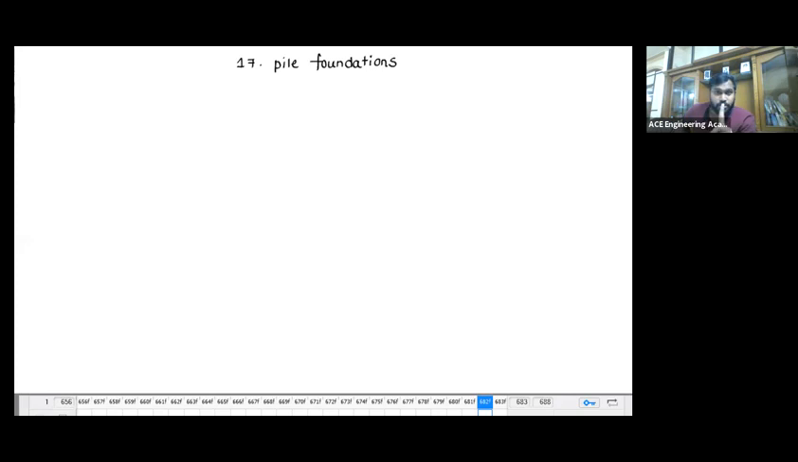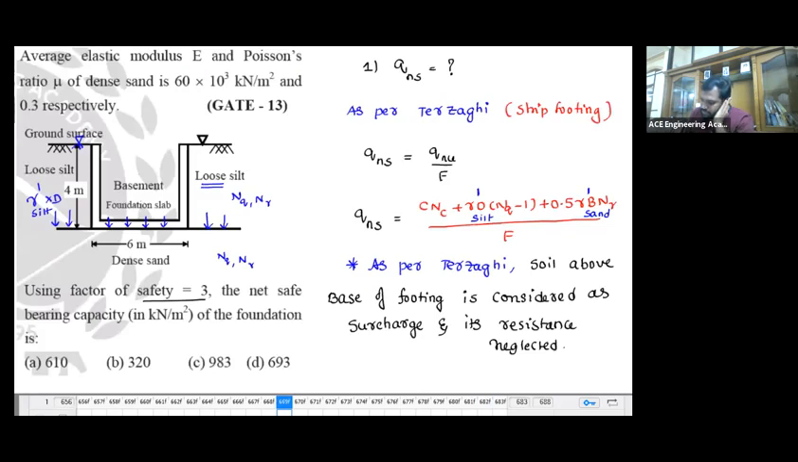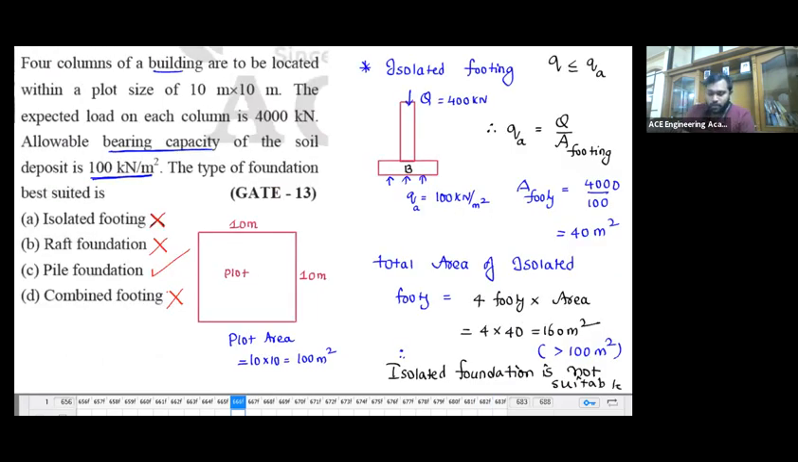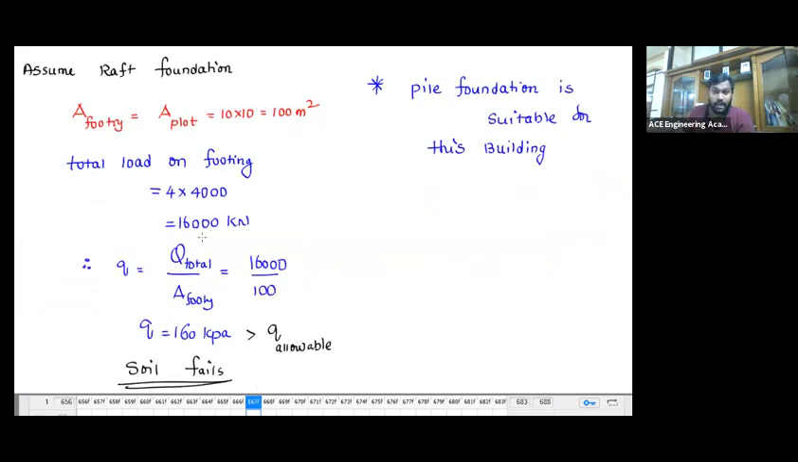We even discussed one question in the previous chapter. If you do remember, that's one of the previous GATE questions. I gave you 4 columns, each carrying a load of 4,000, and we want to construct in a 10 by 10 plan area. I showed you whether we can go for isolated or raft or pile. See here, the load is 4,000 kilonewtons, that's a heavy load. The load coming from the structure is very high, so it cannot accommodate isolated footing, not even the raft.